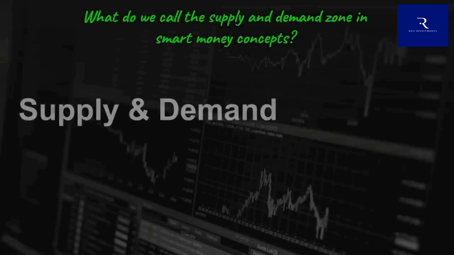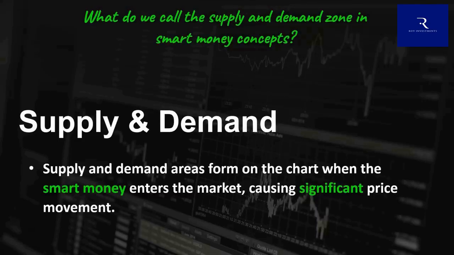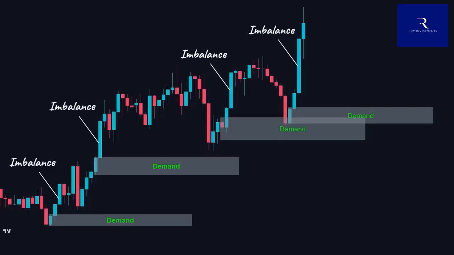What do we call the supply and demand zone in smart money concepts? Supply and demand areas form on the chart when the smart money enters the market, causing significant price movement. It is a zone where the price has rapidly pushed away from, so lots of orders have been placed there. But not every significant price reaction is considered a key supply and demand zone.